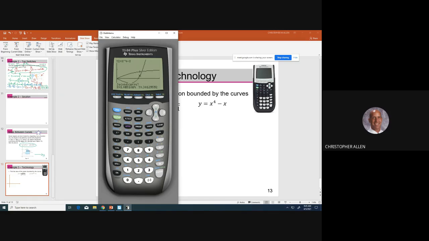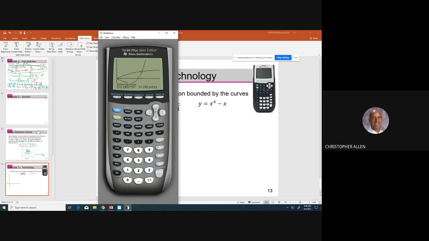Then it says second curve. Again, I like to go a little bit past the point of intersection. Hit enter one more time. Looks like the intersection is at 1.1807757. Did you figure that out on your own? Hopefully you did. I'm actually going to write it here on my board because I don't want to forget that decimal. I know that A is 0 and B here is 1.1807757. I have to know that.